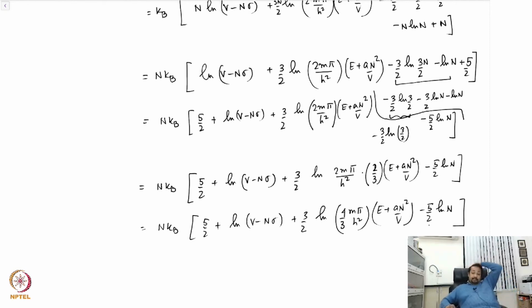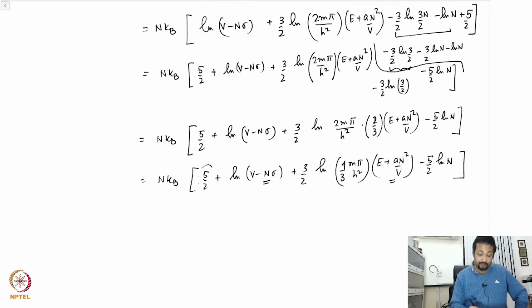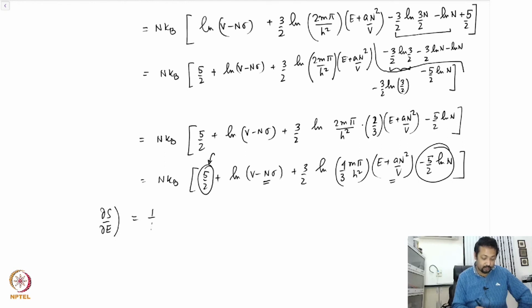Remarkably, it has a very similar structure as for the ideal gas. The difference comes in here and here. You have the residual part that is remnant of the ideal gas, which is this term and this term. Del S del E is going to be 1 over T, right? N and V held constant.